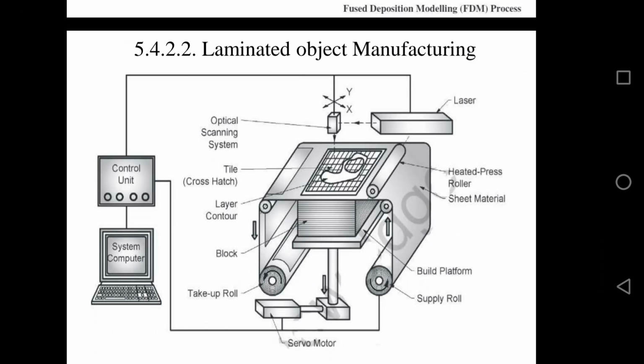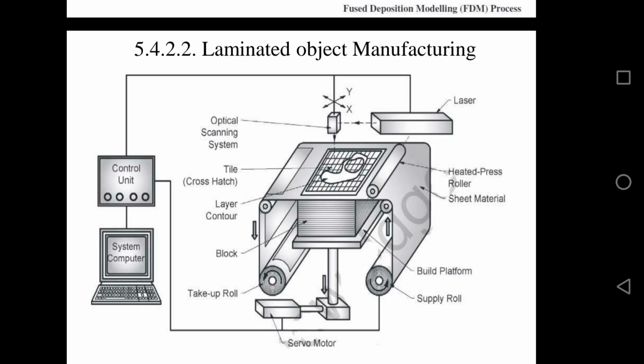So what are the components we use in laminated object manufacturing? Well, we use a pre-processing computer, the laminated object manufacturing system computer, a control unit, an optical scanning system, a carbon dioxide laser, a supply roll and take-up roll for the material, a heated press roller, and a build platform. Those are the components of this system.